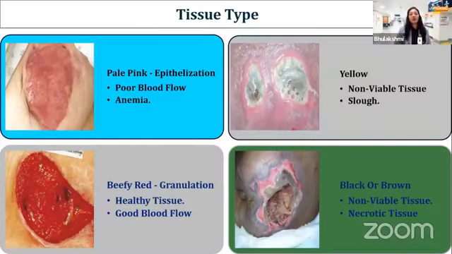And based on the tissue type also, we can easily identify whether it is healing or not healing. If the tissue type is pale pink, that indicates poor blood flow and anemia. If it is yellow, that means it is non-viable tissue because there is no blood circulation. It is a very sloughy kind of thing. If it is beefy red, that means granulated tissue because there is good blood flow, which is a sign of a good wound healing process. And if the tissue is black or brownish in color, that means it is necrotic tissue, wherein we have to go for debridement or tissue reconstruction has to happen over there.